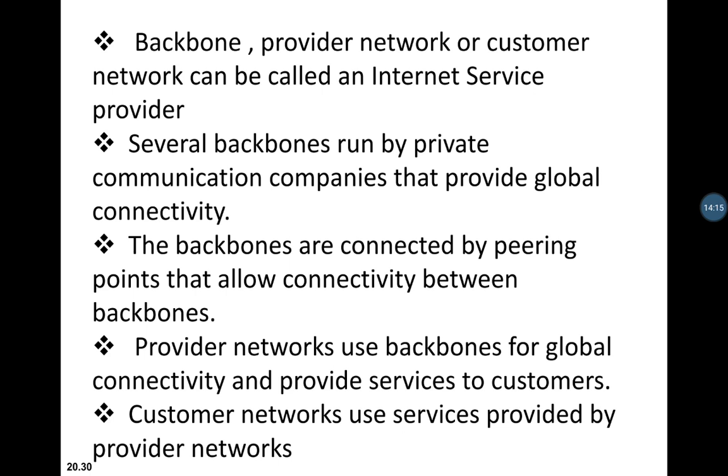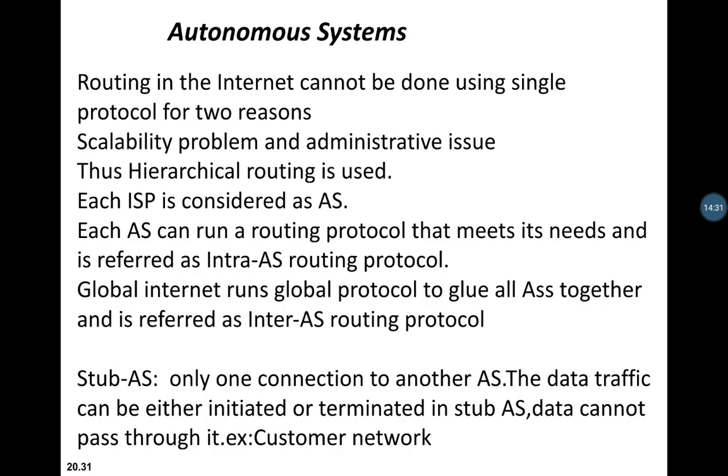Here consider each internet service provider which we have seen, like ISPs, provider networks, customer networks, backbones, all those. We can consider those as autonomous systems. So each autonomous system can run a routing protocol. Routing in the internet cannot be done using a single protocol for two reasons: one is the scalability problem and the other is the administrative issue. So we use hierarchical routing. Because of the scalability as well as administrative issues, we go for hierarchical routing.